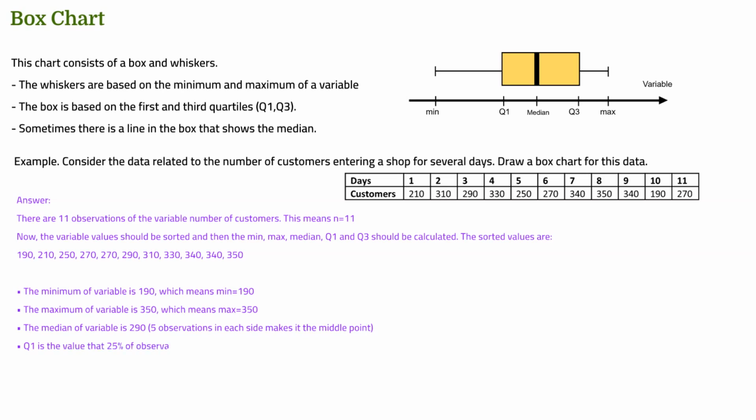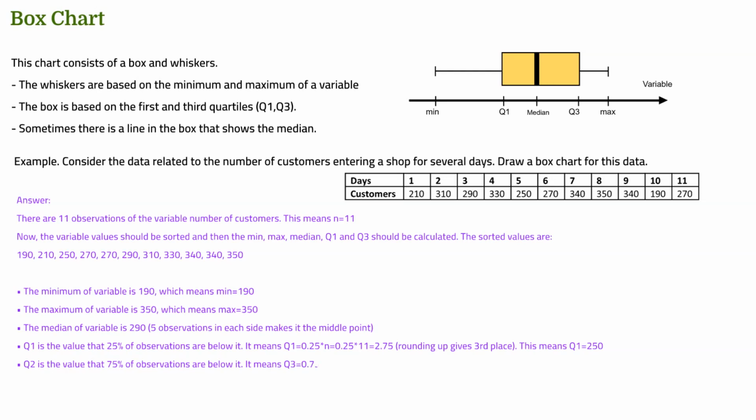Q1 is the value that 25% of observations are below it. It means Q1 is 0.25 times n, which is 2.75. Rounding up, it is the third place. Q1 is 250 in the data.